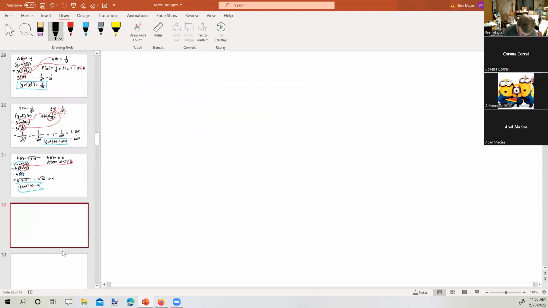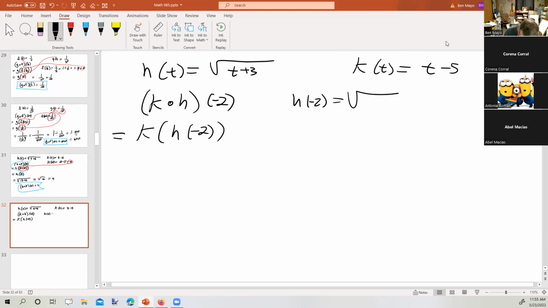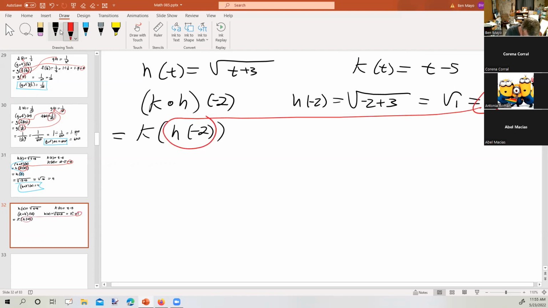Let's use the same two functions again. h of t equals the square root of t plus 3. k of t equals t minus 5. And let's find k composed with h of -2. So k composed with h of -2 is k of h of -2. h of -2 is the square root of -2 plus 3, which is the square root of 1, which is 1. So 1 goes in the place of h of -2.